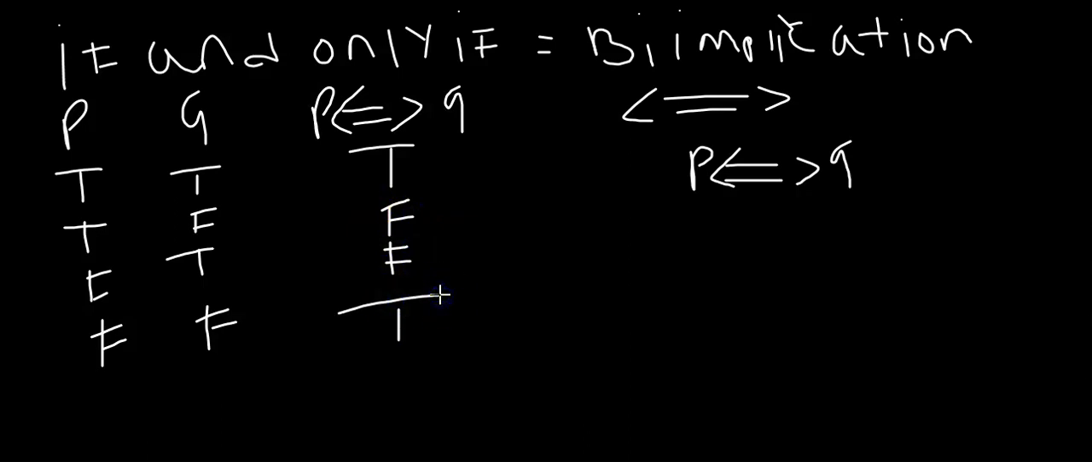True, true will be true; true, false will be false; false, true will be false; and false, false will be true. The thing with this one is, if you got the same true value or false value, then the result will be true. You can see over here we got these true values, they are the same, so we're gonna get true. And these are also the same, false, false, so we're gonna get true. But this one has two different things, so you're gonna get false. So that's the thing with this biimplication.